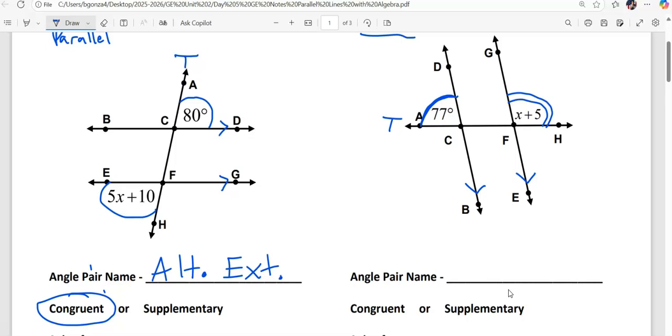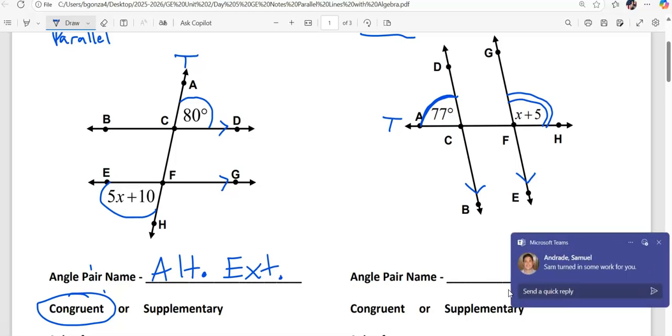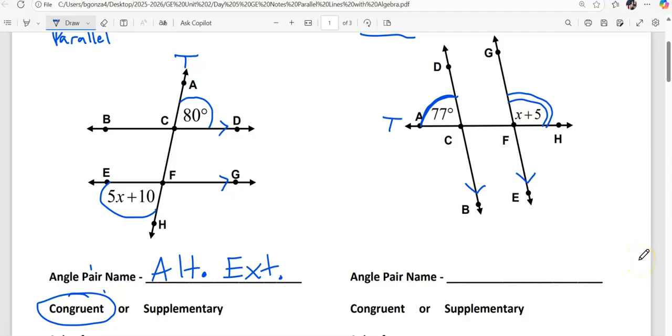Now, are they same side or alternate? Watch this. It's messed up, right? You're in my way, man. All right. I'll talk to you later.